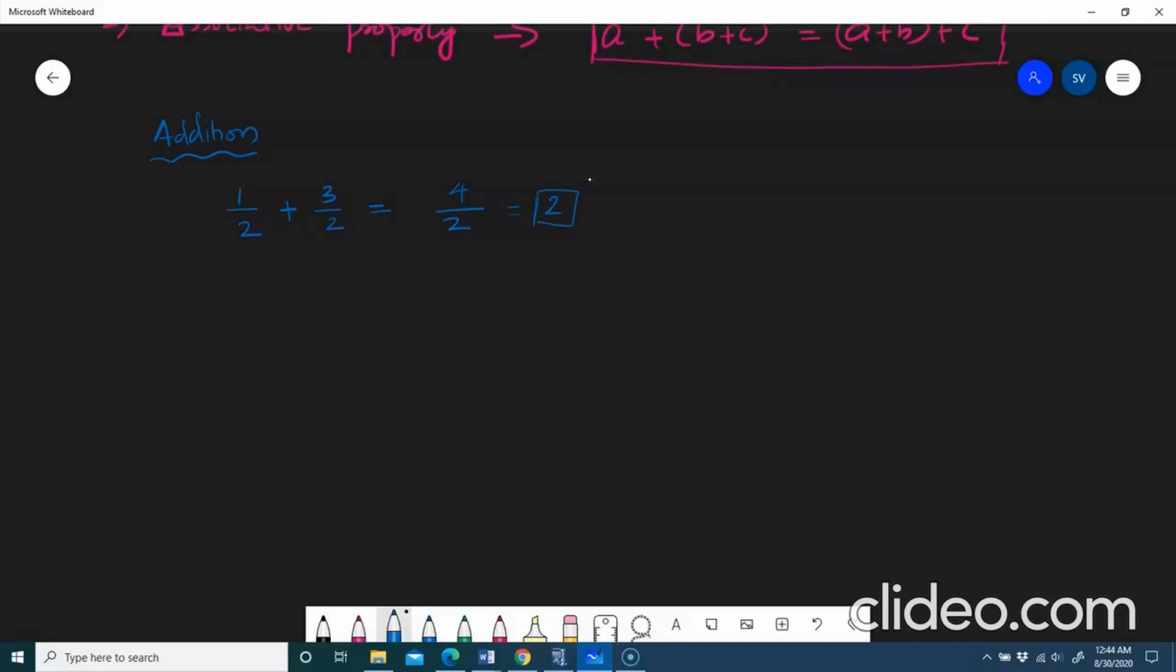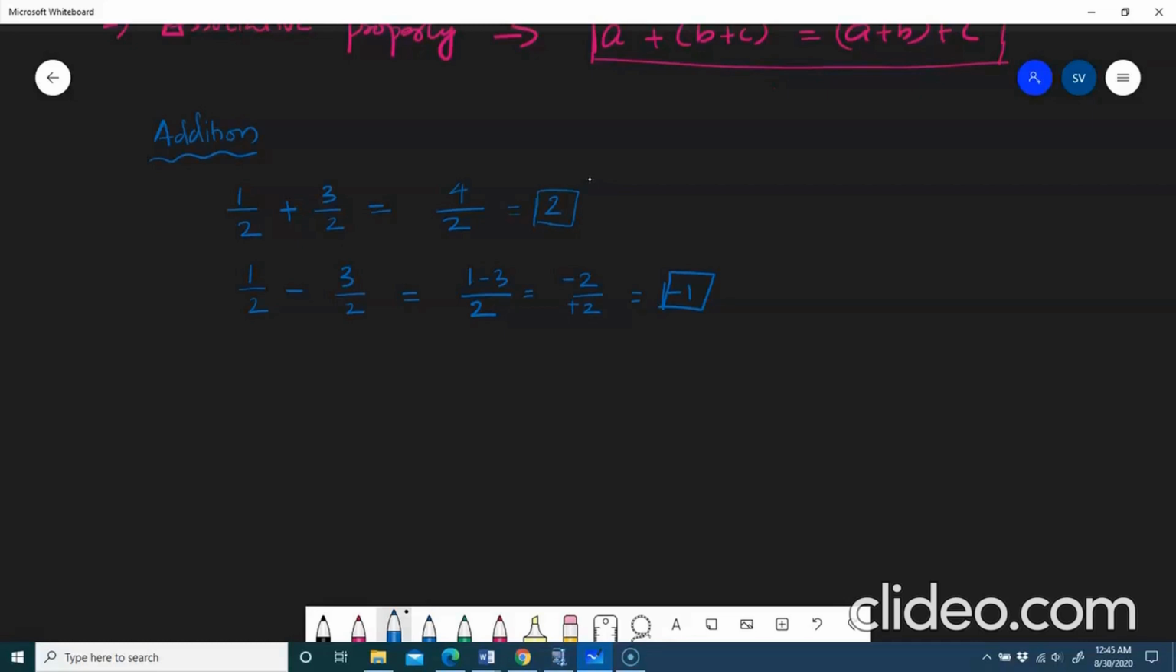If it is a subtraction, what will we do? 1/2 minus 3/2. Same, because we have the same denominator, keep it as it is. Here the operation is subtraction, so 1 minus 3, answer is -2. -2/2, answer is -1, because you know the rules of sign. Negative divided by a positive number is negative, so the answer is -1.